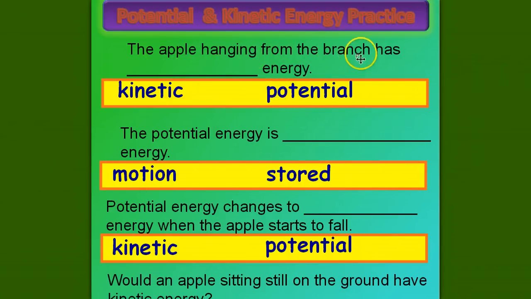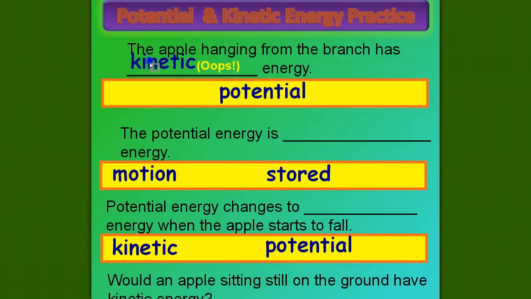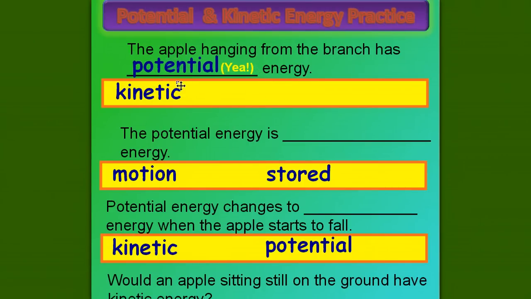So an apple hanging from a branch has position. It has potential energy. Now let's pretend for a minute that we guessed kinetic, which of course we know is wrong. It would say oops. So we know that potential is the right answer, because an apple just hanging from a branch isn't moving at all. Potential energy is what, motion or stored? Good job. Potential energy is stored.